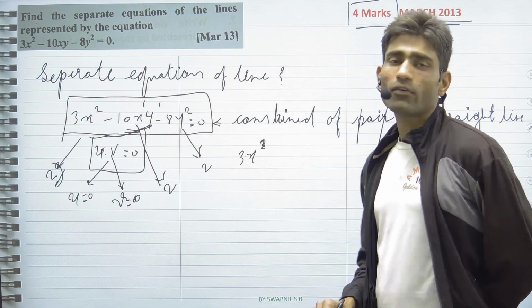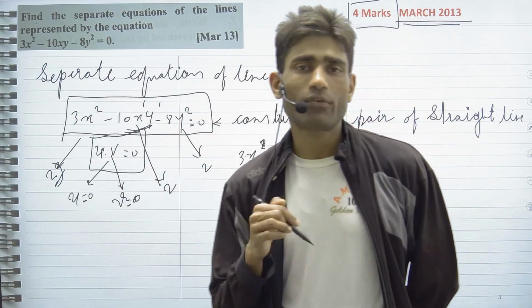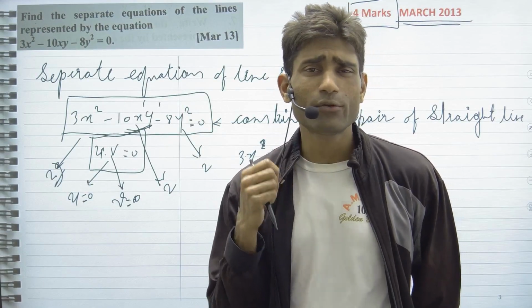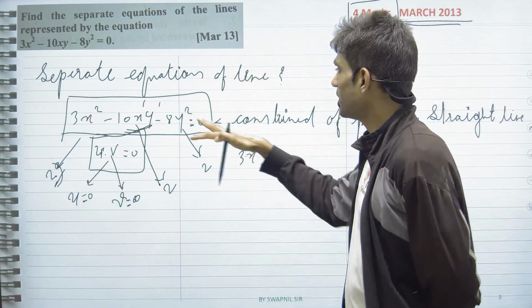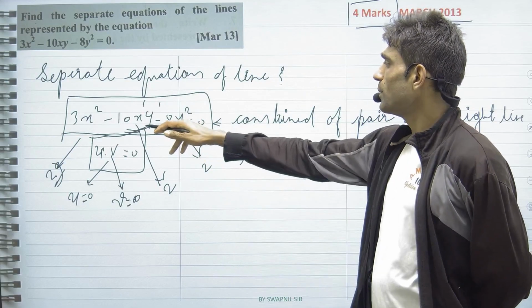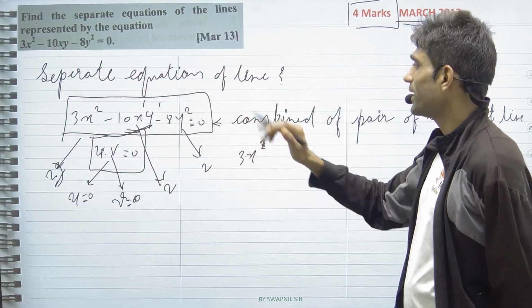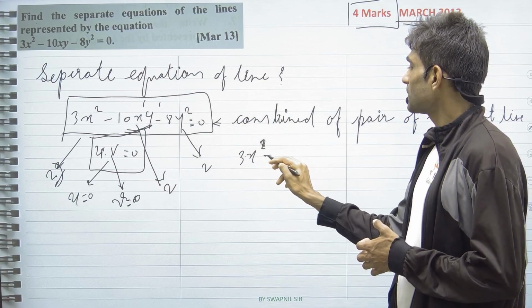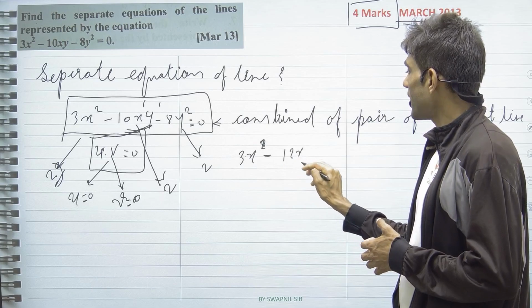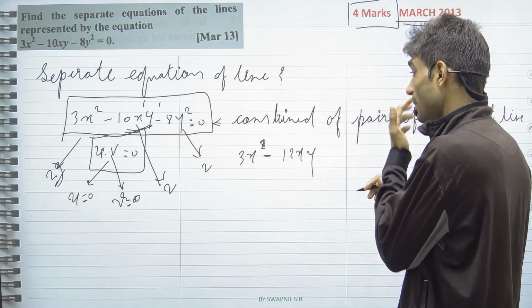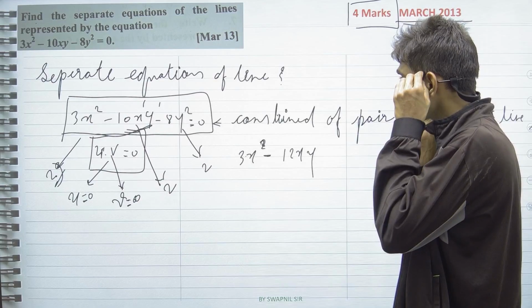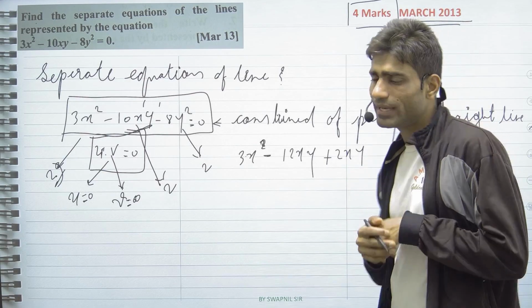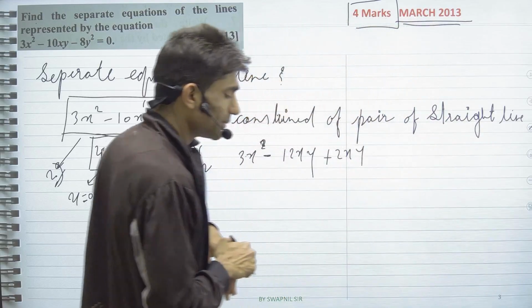As we try to find the factors from our quadratic equation, similarly we have to follow this method here for finding the factors of a given quadratic equation. Now see that minus 10xy can be written as minus 12xy plus 2xy.